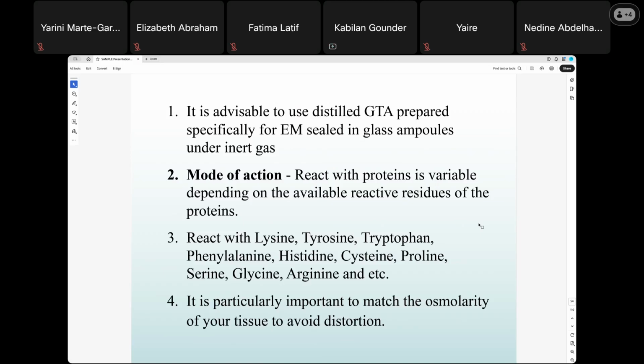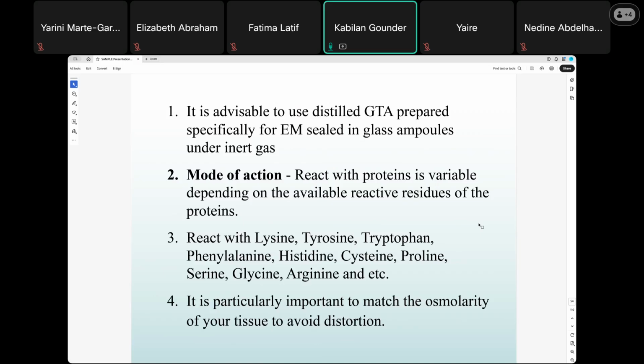So when we talk about preservation, it means we avoid the contaminations. So how is it fixed? With glutaraldehyde or paraformaldehyde or osmium tetroxide. Here the glutaraldehyde reacts with lysine, tyrosine, tryptophan, phenylalanine, histidine, cysteine, proline, serine, glycine, arginine. So these are all the amino acids. It directly interacts with these and stops further action on them.